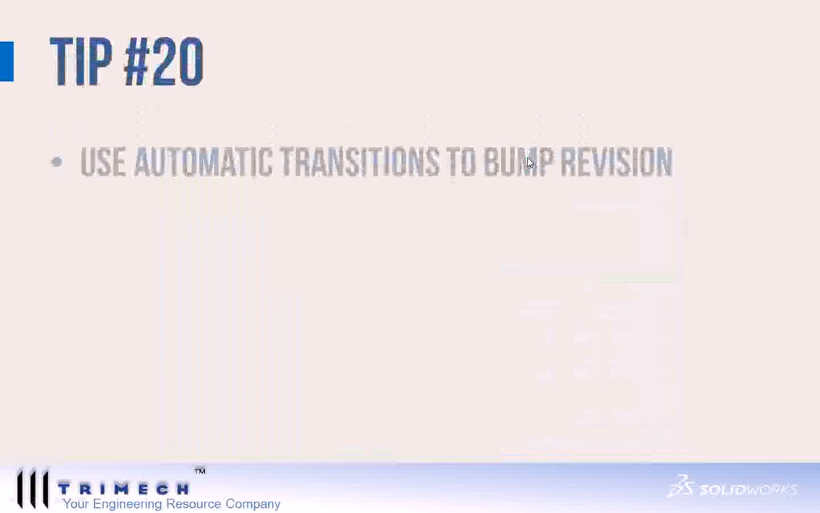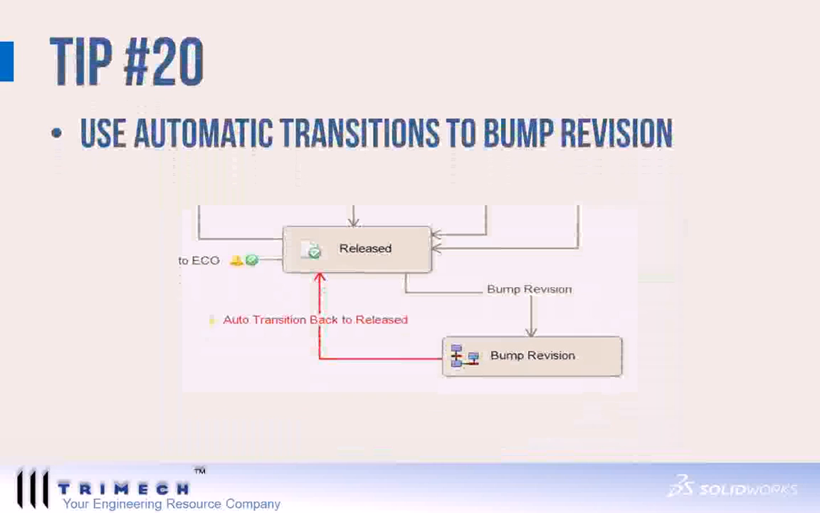Let's take a look at tip number 20, using automatic transitions to bump a revision or for a lot of other different reasons as well. Again, that goes back to the legacy files import workflow that is pretty helpful when you're migrating data in. But specifically for this example, we're going to show how to use automatic transitions simply to bump a revision. Bumping a revision would be maybe there was just some sort of mistake or something that had been modified, but it doesn't require a full approval loop, and you just simply want to bump the revision.